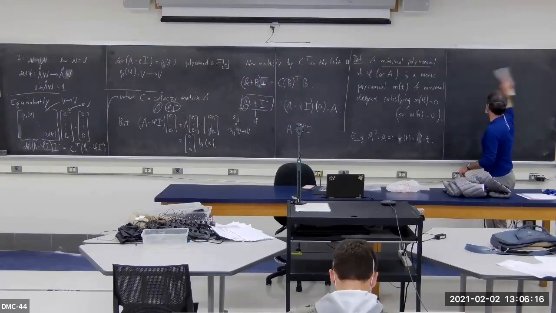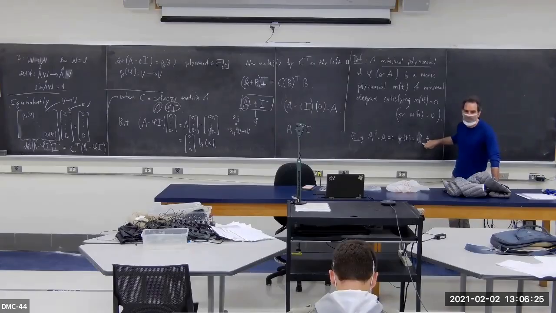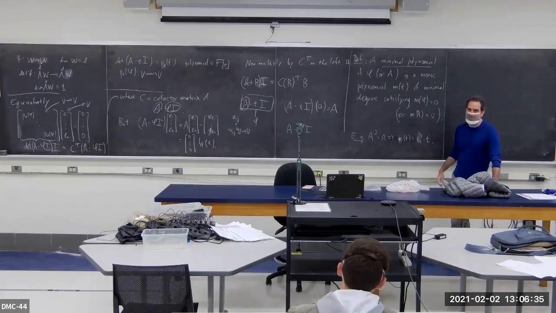What's that saying, by the way? It's saying that a projection has eigenvalues that are 0 or 1. As long as you have both a 0 and a 1, this is the minimal polynomial. If you only have zeros, then the minimal polynomial is t. And if you only have 1s, then the minimal polynomial is t minus 1. But if you have both, then it's t squared minus t.